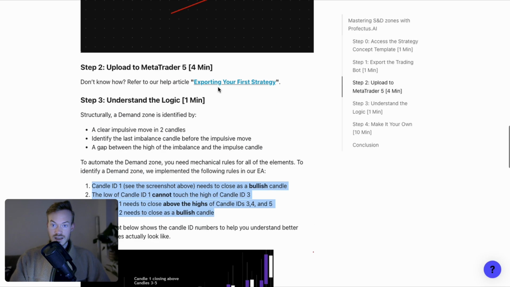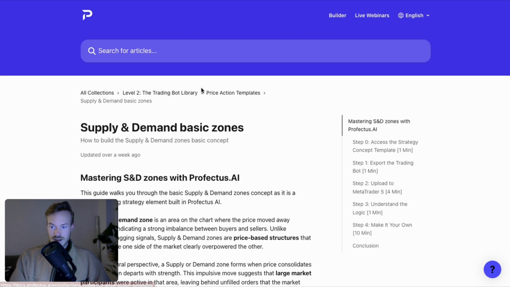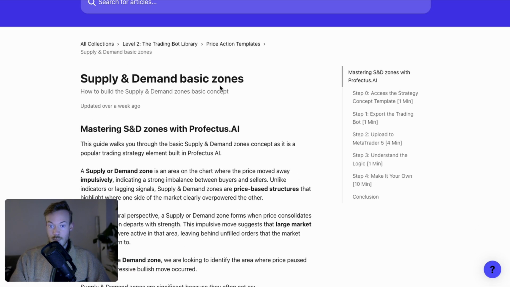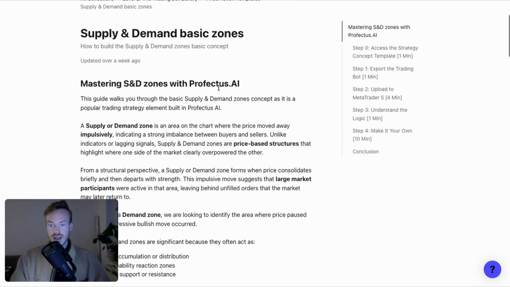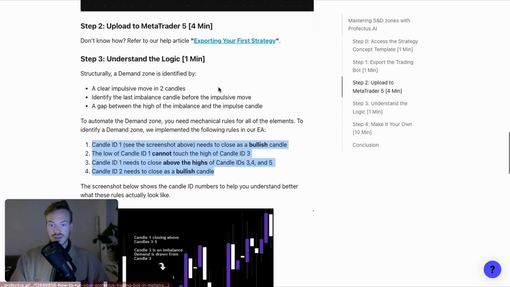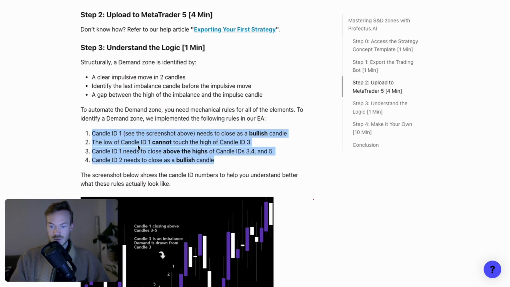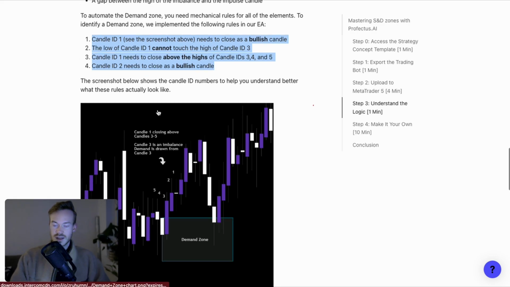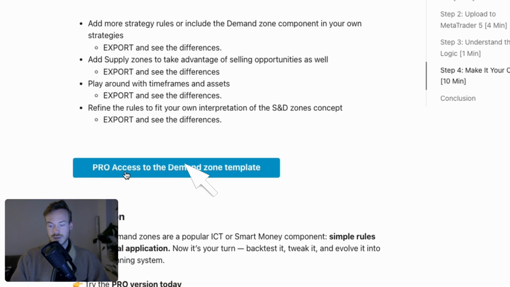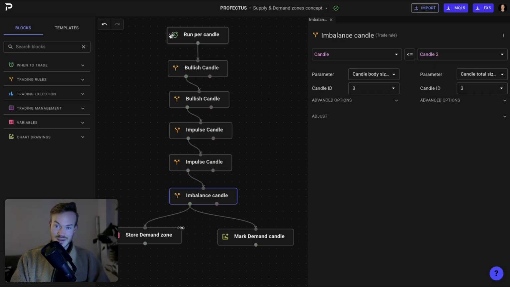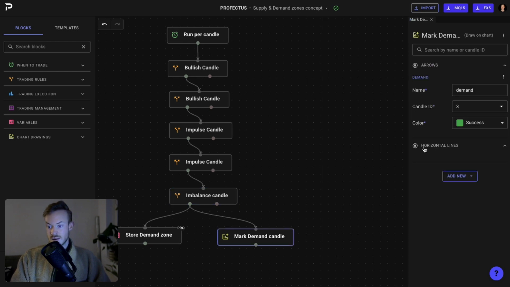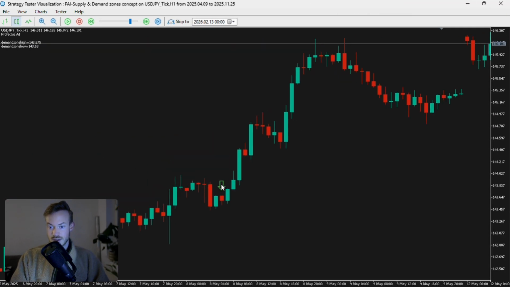If you need it in writing, it's also in our self-help center articles, in the supply and demand basic zones article, where you can read through the rules step by step to really get a grasp of what the template is doing. That is also uploaded here, so you can simply click on the button. And as soon as all of those conditions are indeed met, we will draw a green arrow on the chart, as we see here for example, to signal that this is the candle we will base the demand zone on.